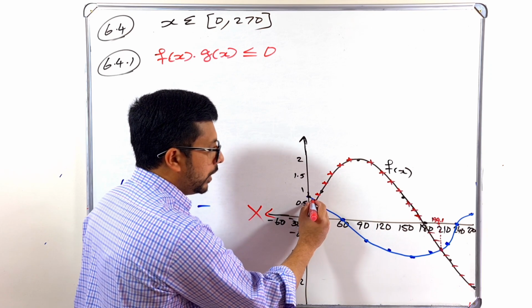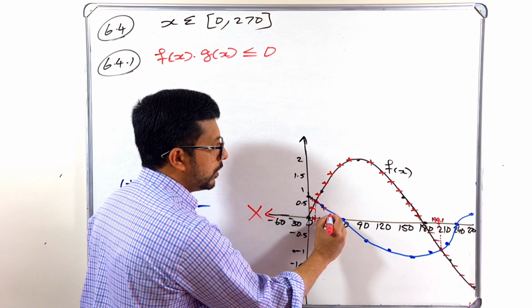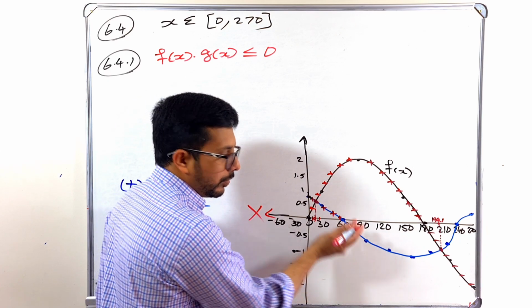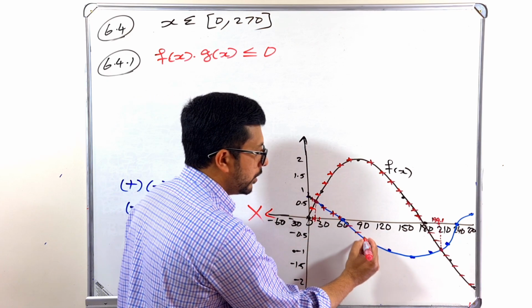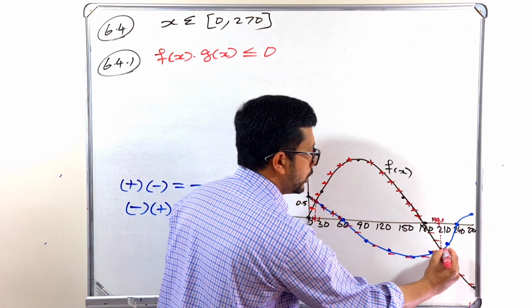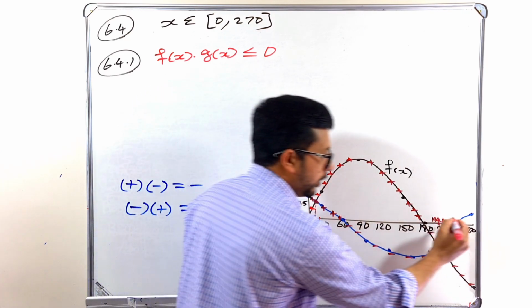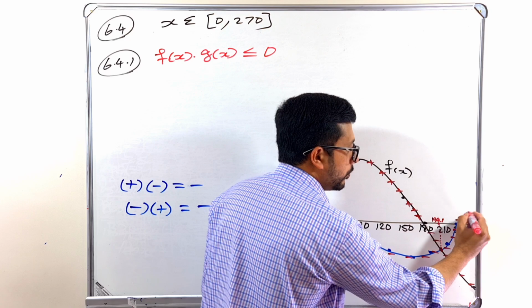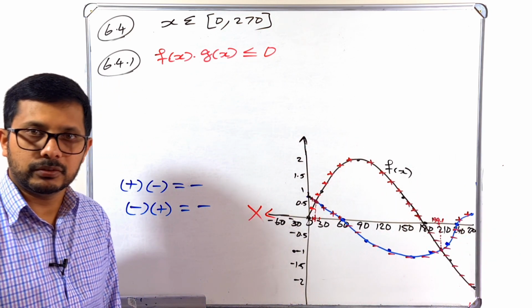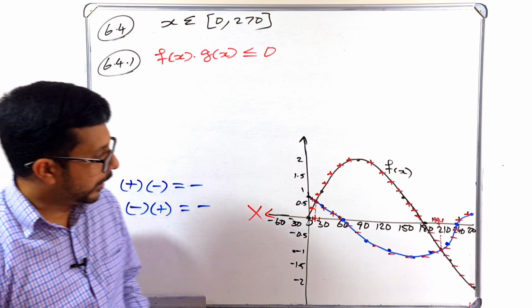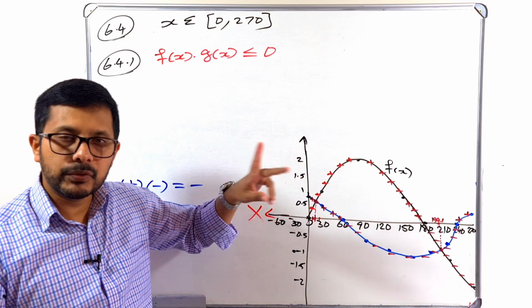Okay, so here it is positive, positive, positive, positive. Then after that 60 below the x-axis, so it is negative, negative, negative. But after 240 above the x-axis, that means it's positive, positive. You understand? Okay, so now when we multiply this one, here look at this one, we have two graphs, f of x and g of x.